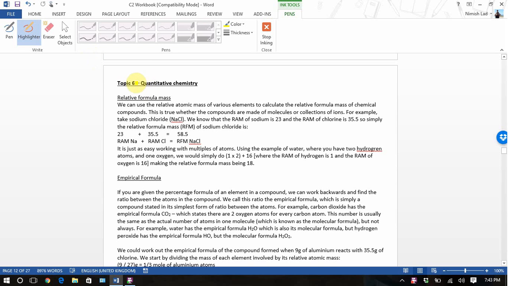This is a video on C2 Edexcel Chemistry, Quantitative Chemistry, which is topic 6. So this is all the maths that's involved in chemistry. Remember, this can come up anywhere within the unit in any question, so it's one of the key areas. It is quite difficult, some of the maths involved in this.